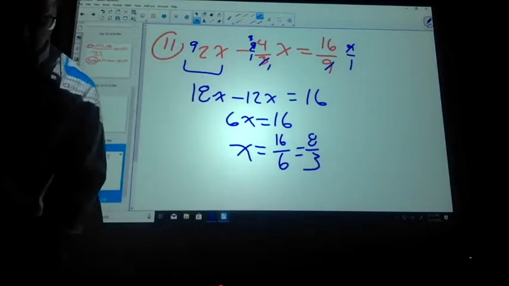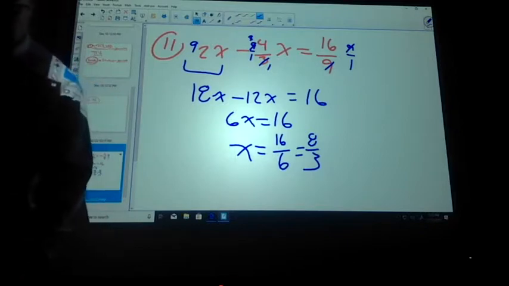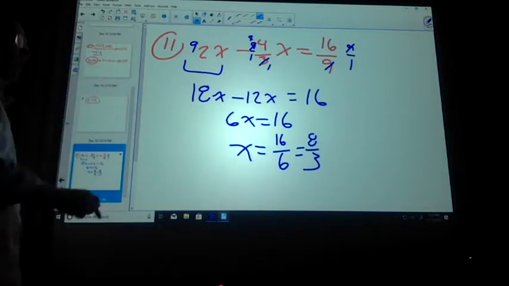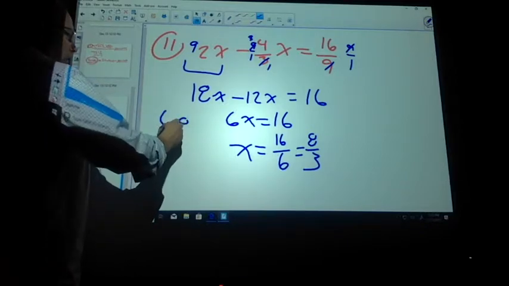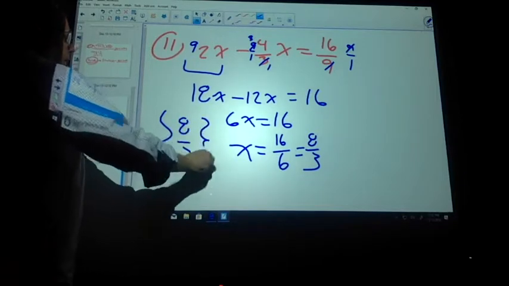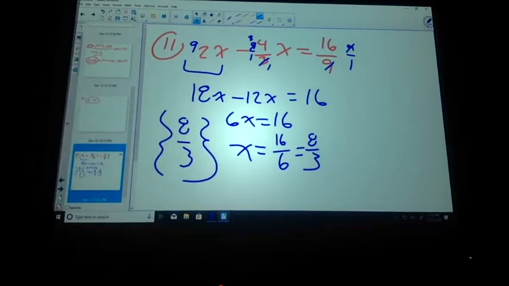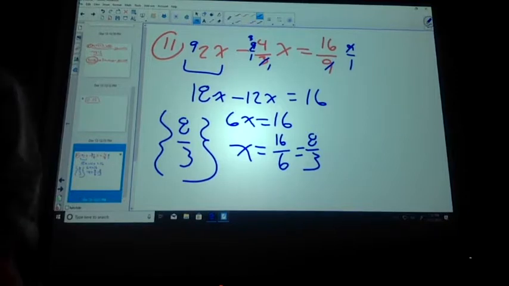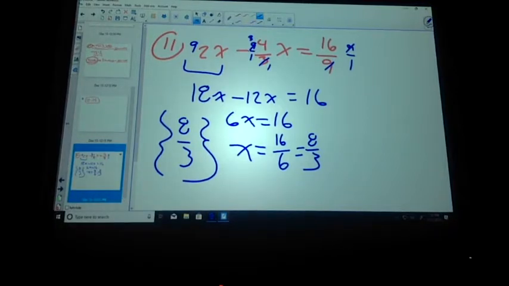And then 8 over 3. Yay. And I don't know why they put 8 over 3 in the fancy brackets like this. Not quite sure, but what else did we see on this packet? Yeah, number 13. Okay.